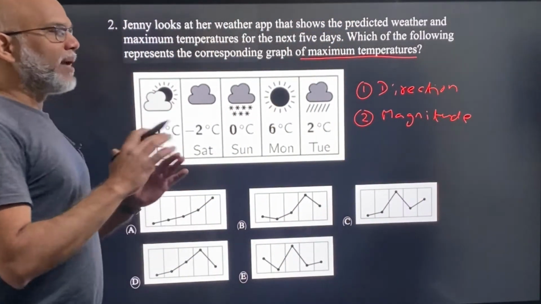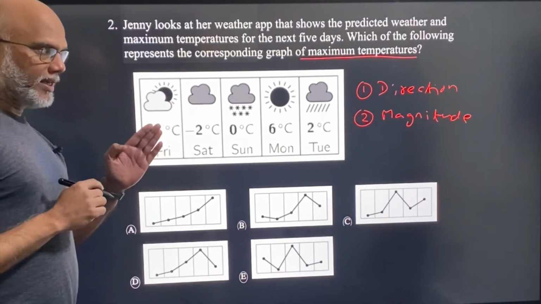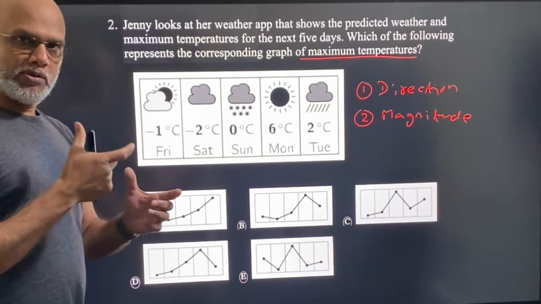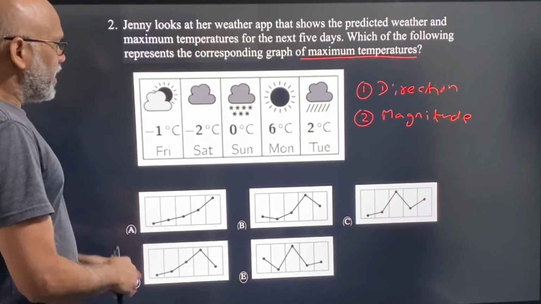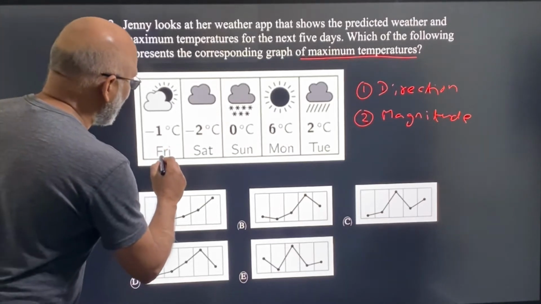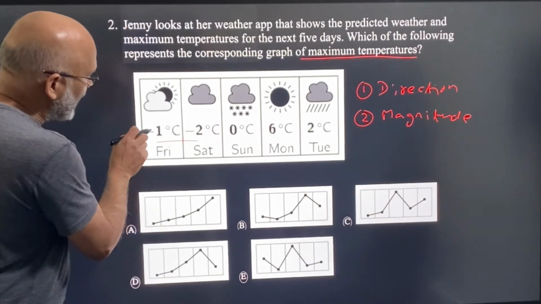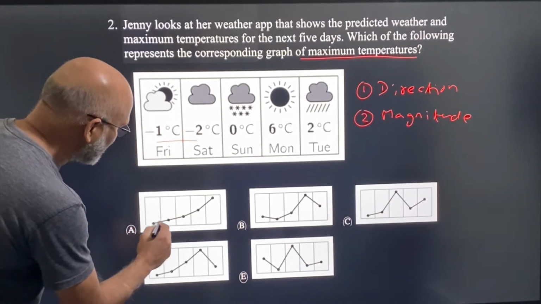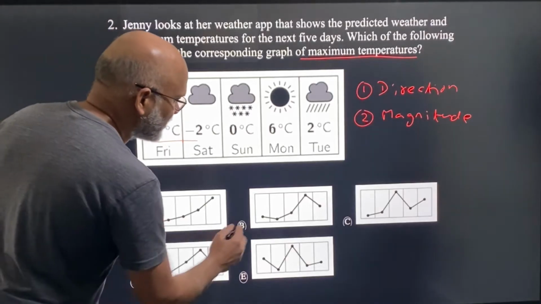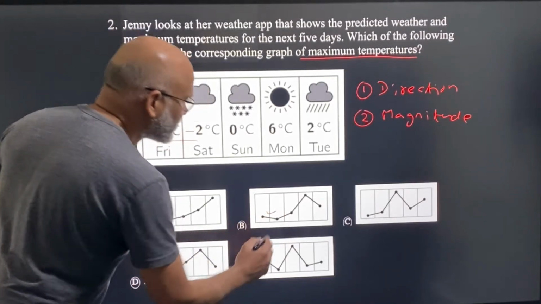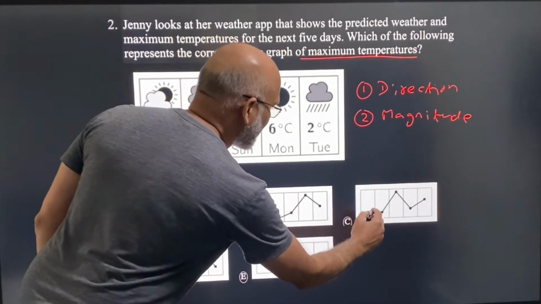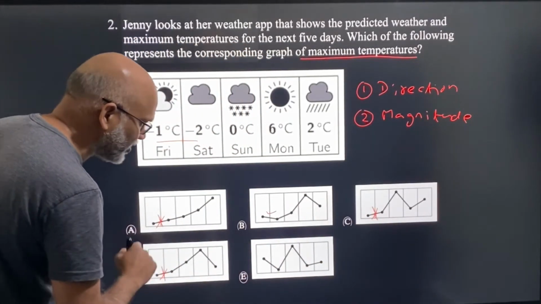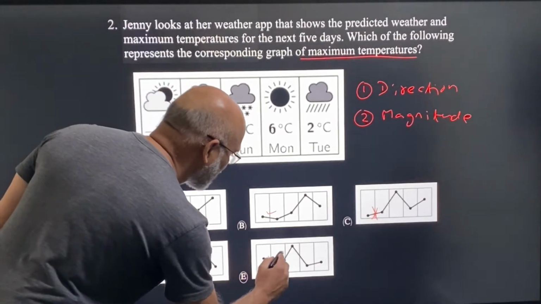The direction is sometimes also known as trend, meaning is something going up or going down, and magnitude is the value, the number, right? Okay. Now let's go from Friday to Saturday. -1 to -2. That means it has to decrease. Here it is increasing, so this cannot be it. Here it is decreasing, this seems fine. Here it is increasing, it cannot be it, it needs to decrease. Here also it is increasing, it cannot be it, it needs to decrease. Here it is decreasing, it looks good.